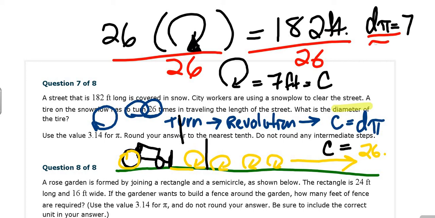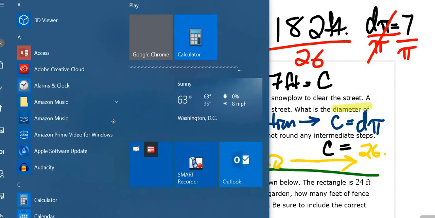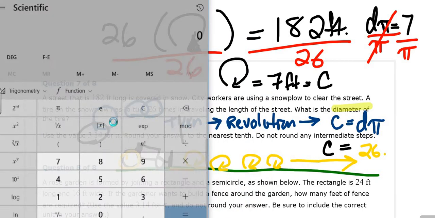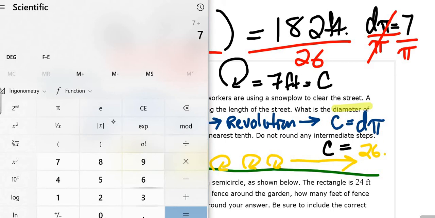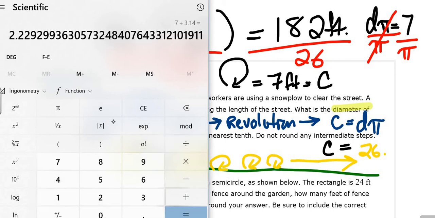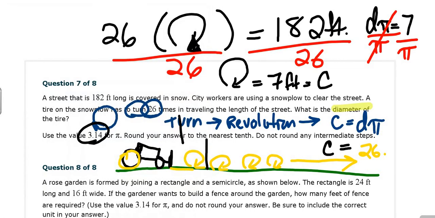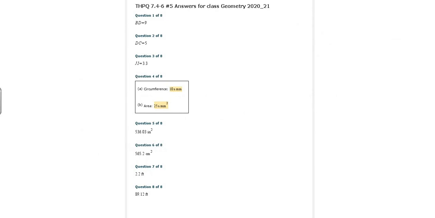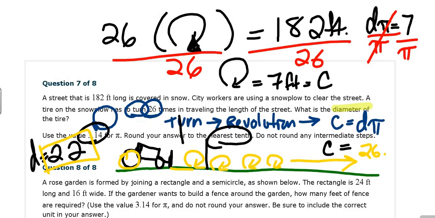I'm going to divide both sides by pi. And we're told to use exactly 3.14 for pi here. So it's 7 divided by 3.14. We get 2.229. Round your answer to the nearest tenth, so our diameter is going to be 2.2 here. Which is the correct answer right there.